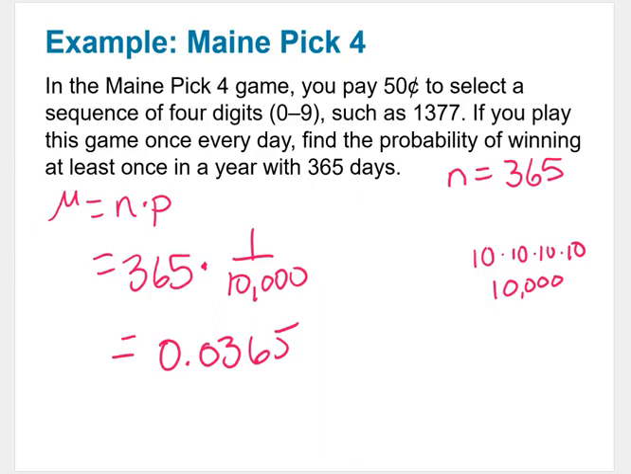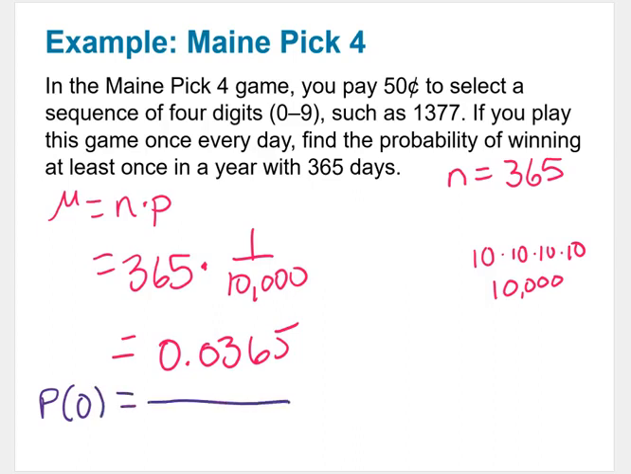So let's dive a little bit further. Okay, so we need to find the probability that we win at least once. So what does that mean? That means we're either going to win 0 times or we're going to win 1 time. So let's find the probability that we win 0 times, because that probably would be a little bit easier. Let me do that in purple. All right, so the probability that we win 0 times.